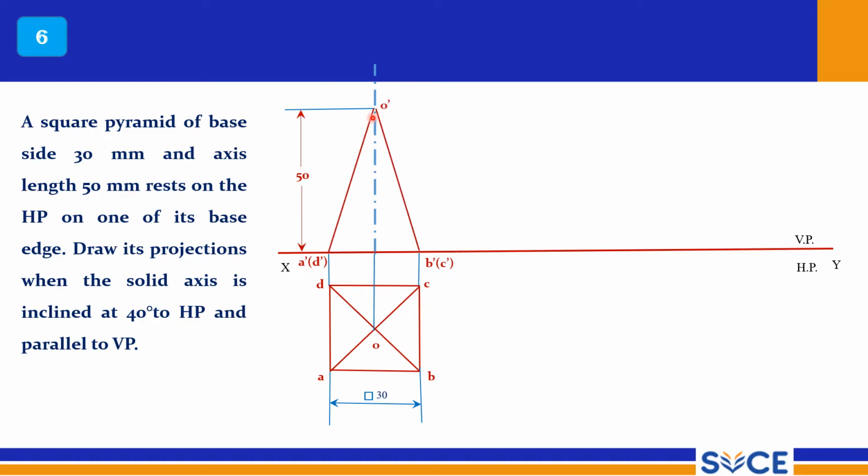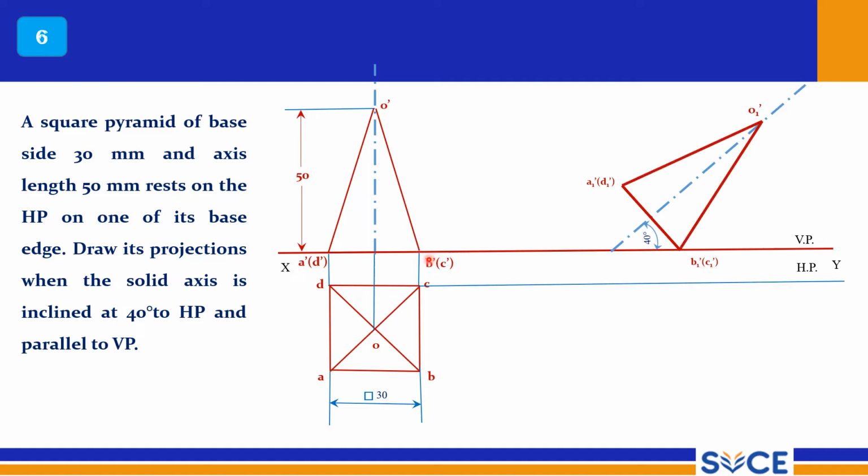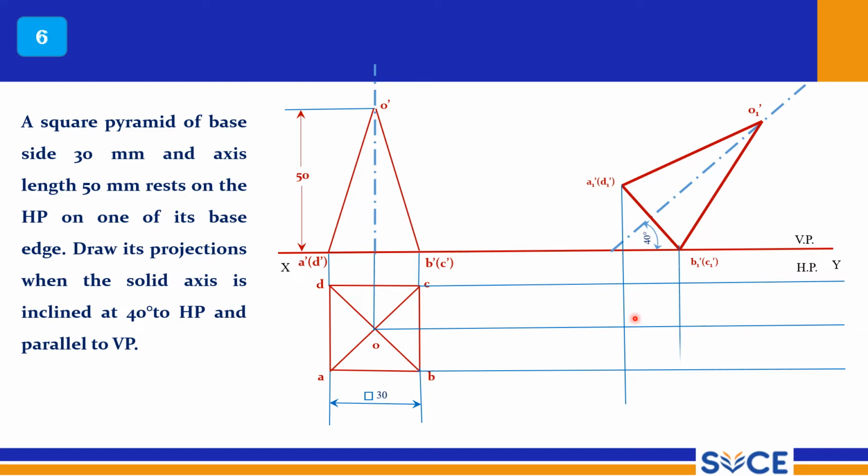So here this is O, A D is invisible, C is invisible, and the solid axis is inclined at 40 degrees to HP. So you have to draw the solid axis. With respect to that axis, you have to reproduce this view. So after reproducing the points, you can obtain it very easily. So this is A, and this is B, and this is O, and this is C, and this is D.